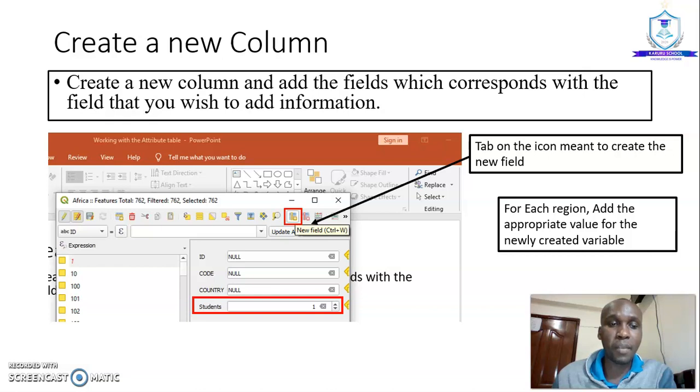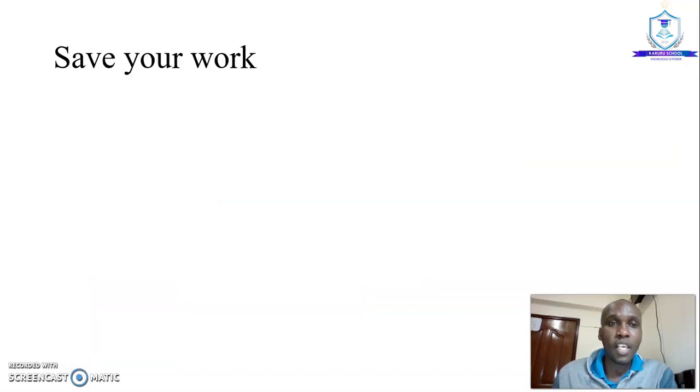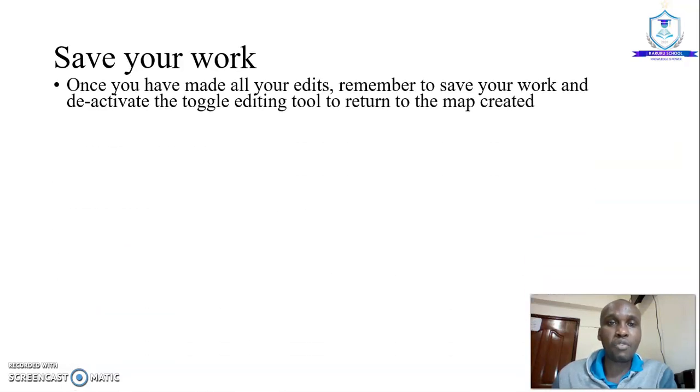So to select the region, you need to go to the extreme left of your attribute table and select the region for which you want to edit the variable. Then after you have finished your edits, remember to save your work and deactivate the toggle editing tool to return to the map created.